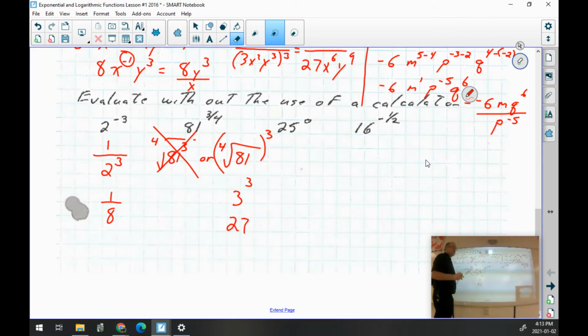I always do the roots first. Makes life so much easier because it gets numbers smaller, and then I can work in my head with numbers that are smaller. Now, 25 to the 0. This is our definition of a 0 exponent. Any number to the power of 0 is 1. Okay? That is our definition of a 0 exponent.